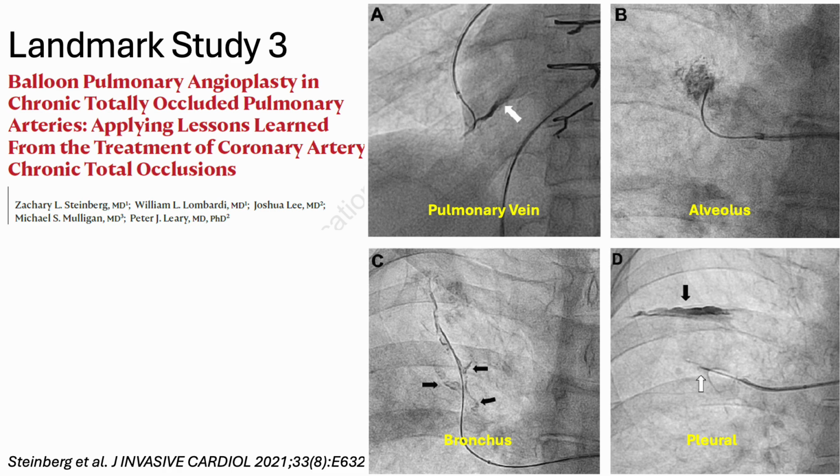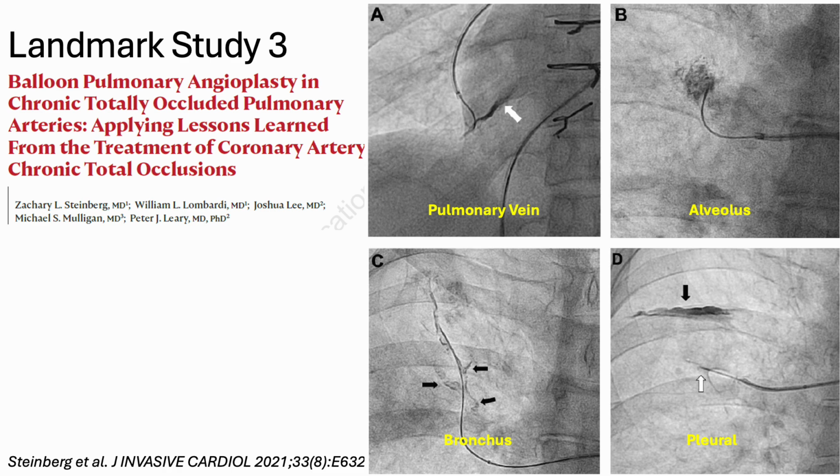And that brings us to landmark study number 3, which is from my good friend, Dr. Zach Steinberg. This was approaching balloon pulmonary angioplasty in a much more aggressive manner, because as we found when we started doing balloon pulmonary angioplasty, a lot of these lesions are actually chronic total occlusions. So what that means is that we have to take a much more aggressive approach.